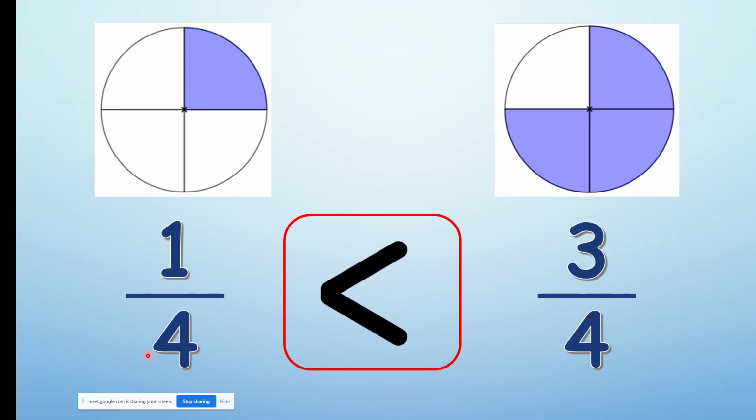Yes. This is smaller because you have only 1 and this one is 3. It's because the denominators are the same. Because some fractions have different denominators, it will be a different comparison, okay? But if you have the same denominator, you will just check the top.